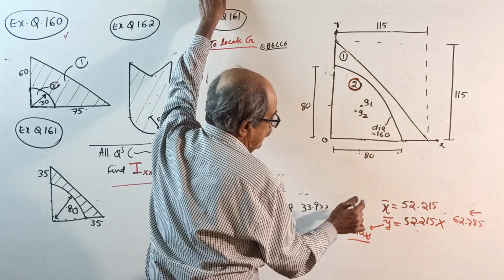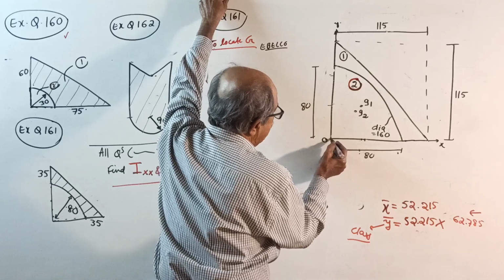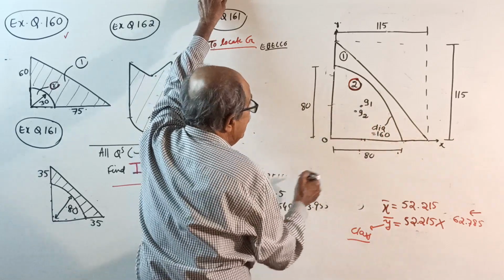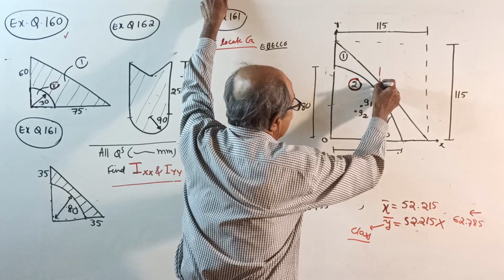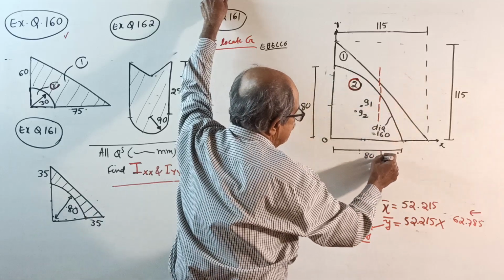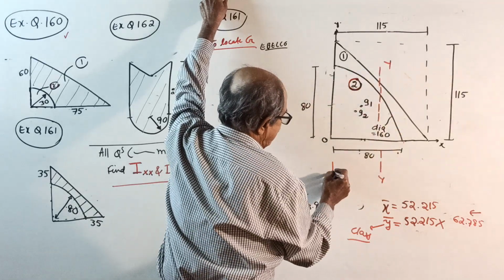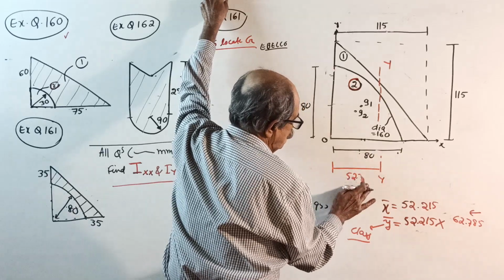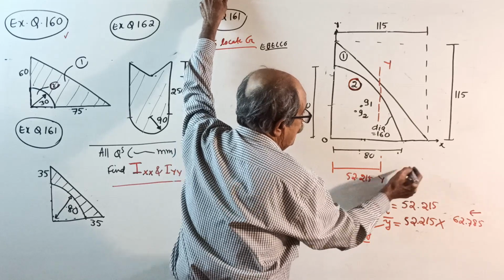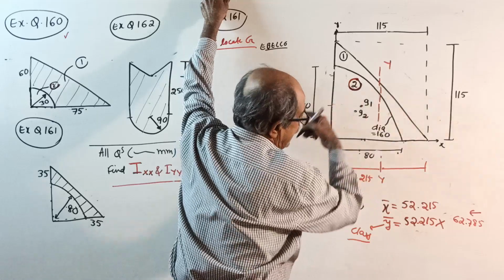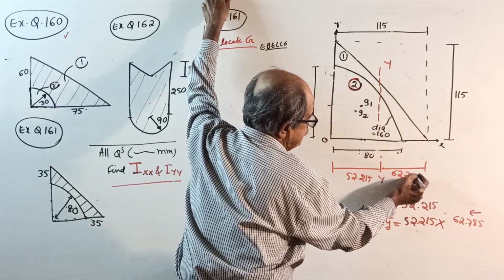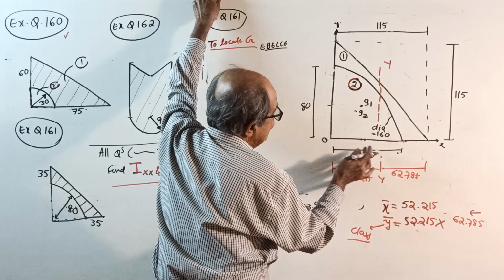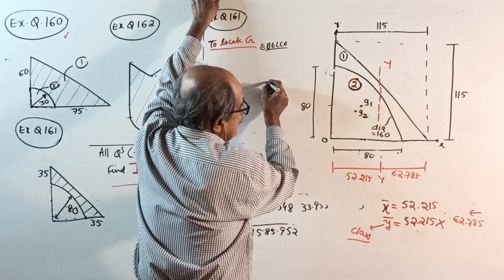See, x bar, 52.215. From here to here is how much? 80. So from here to G1 is how much? 38. So it will come 52. See, somewhere here. The YY axis is at 52.215. From that side it will be total 115 subtract, 62.785. Same way here y bar, how much? 52 point. How much is this way? Same way here also. See, same way should cut.